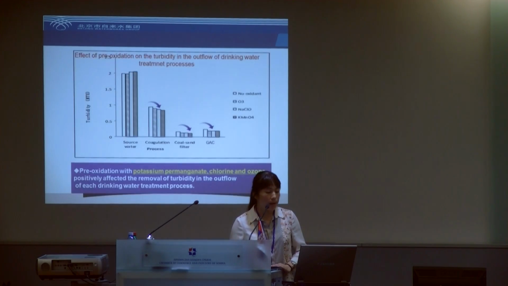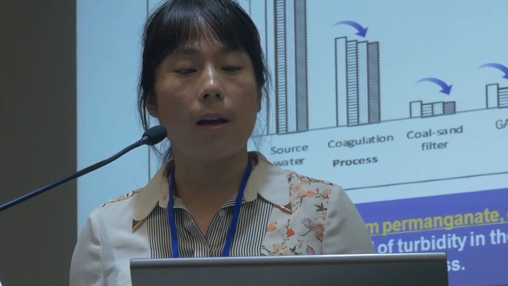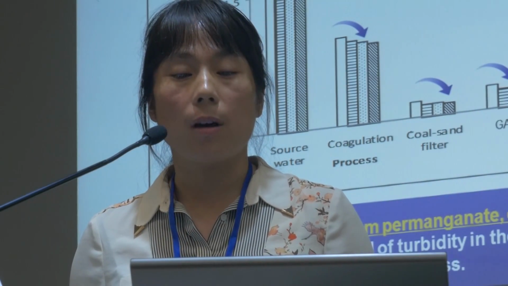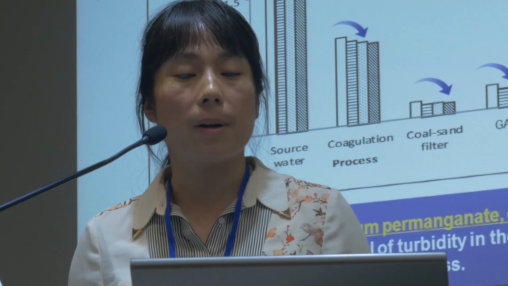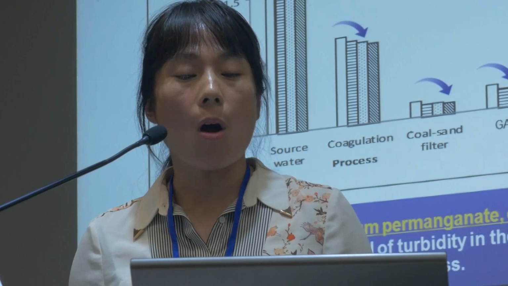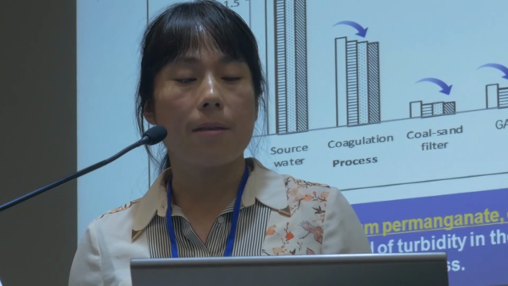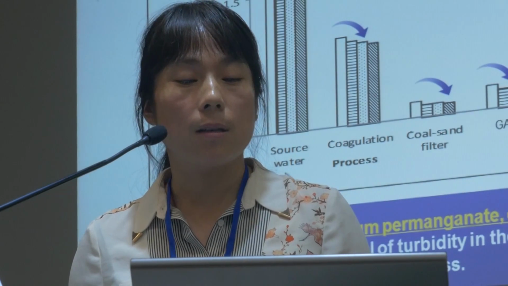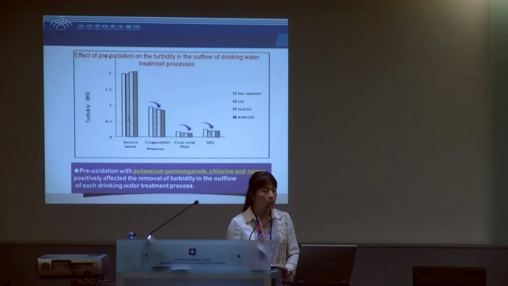And then the results and the analysis. This slide is the effect of pre-oxidation on the turbidity in the outflow of the drinking water treatment process. The white column in this figure is the water turbidity without oxidant, and the column with horizontal lines is the water turbidity with the addition of pre-ozonation, and the dotted column is the water turbidity with the addition of chlorine, and the slashed column is the water turbidity with the addition of potassium permanganate.